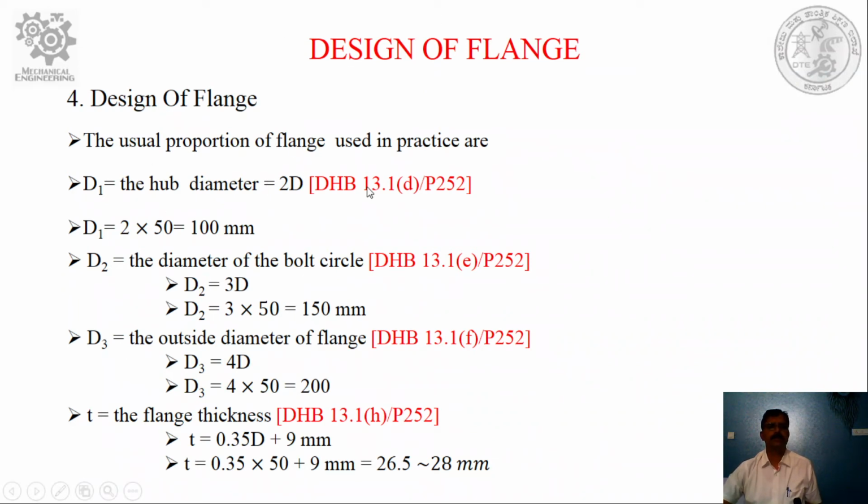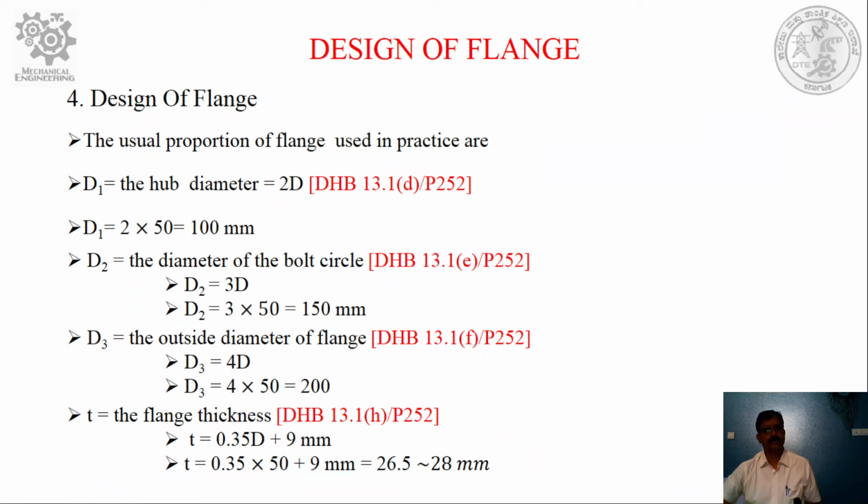The usual proportions of the flange used in practice are: D1, the hub diameter, is equal to 2 times the D, and D1 is equal to 100 millimeter; D2 is equal to 3 times the diameter of the shaft, D2 is equal to 150 millimeter; and the outside diameter of the flange is equal to 4 times the diameter of the shaft, that is equal to 200 millimeter.